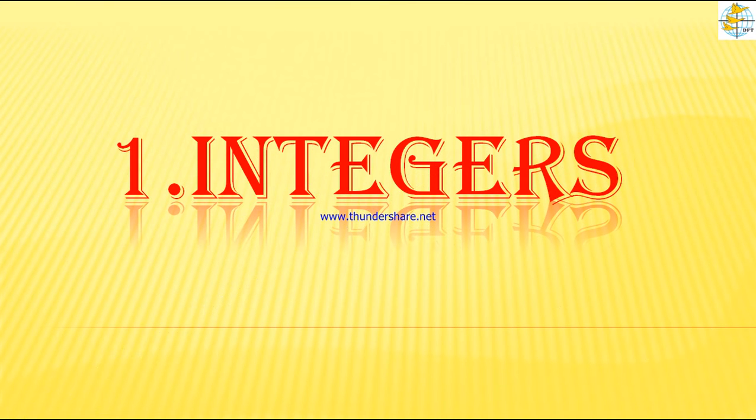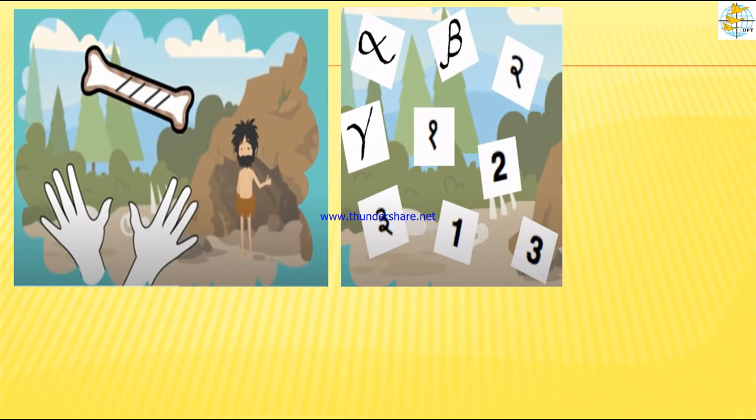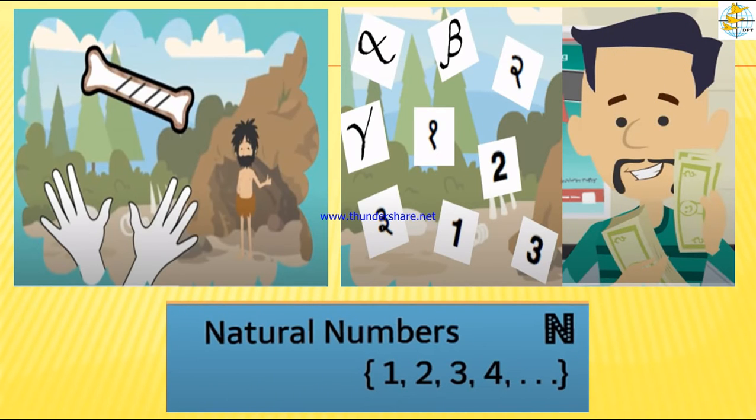Dear students, in this video, let's learn about the introduction of integers. Earlier, humans started to count the objects by using his fingers, by drawing lines, counting the bones, etc. Then after many years, numbers are discovered. Then naturally, he started to count the objects using 1, 2, 3, 4 and so on. Counting numbers such as 1, 2, 3, 4 and so on are called natural numbers.